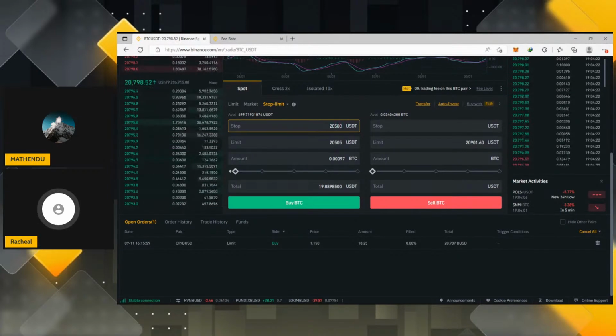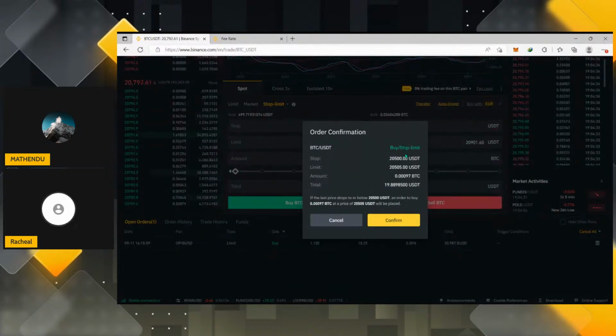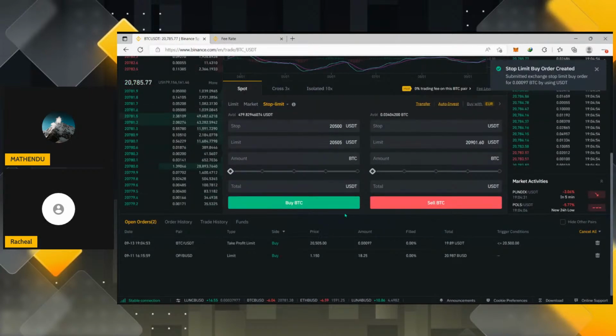Yeah. So when it hits that trigger price, that's when I will get into the order book. That's when my 20,505 will get into the order book. So when I click buy, they summarize it for me here: the stop price, the limit price, and the total. And they say that if the last price drops to or below 20,500, an order to buy this amount of BTC at a price of this will be placed. And then I confirm.